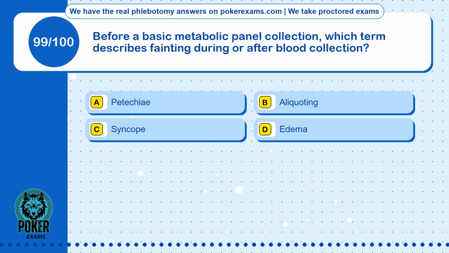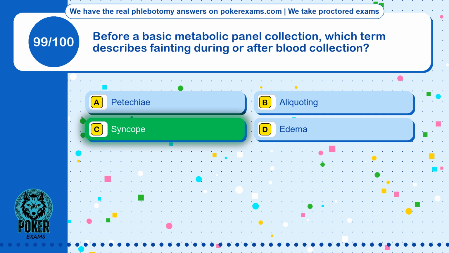Question 99. Before a basic metabolic panel collection, which term describes fainting during or after blood collection? Option A, petechiae. Option B, aliquoting. Option C, syncope. Option D, edema. The correct answer is option C.